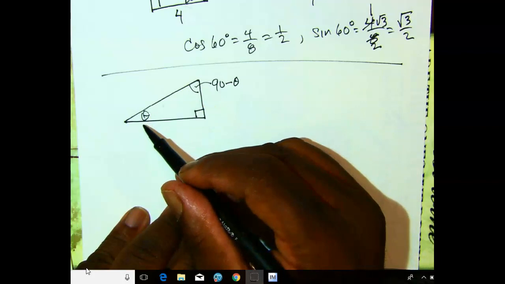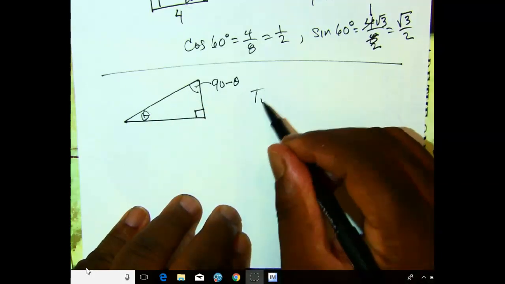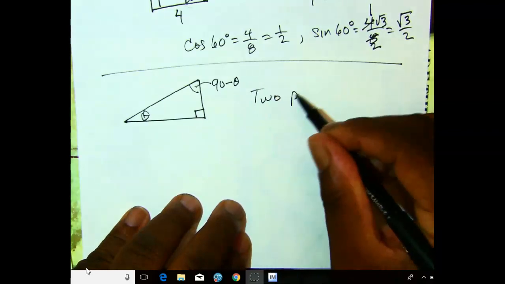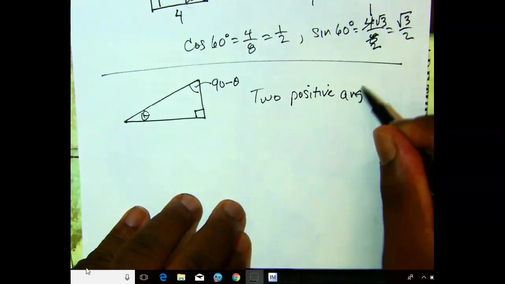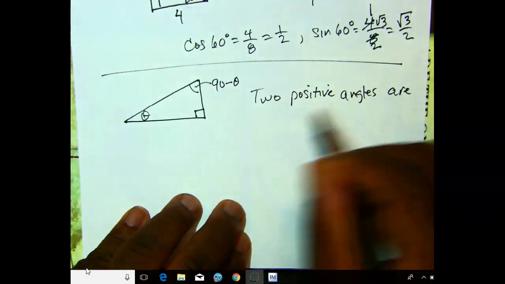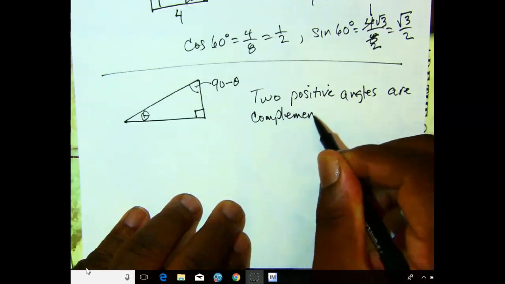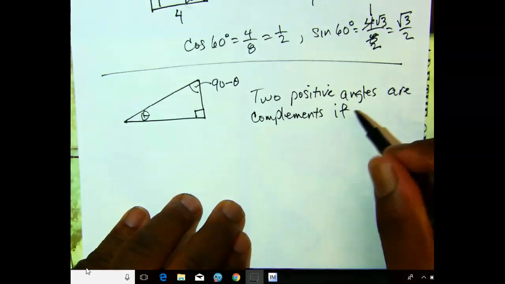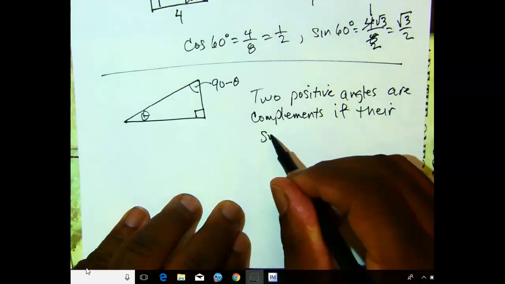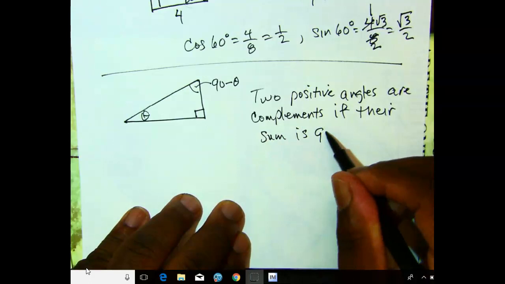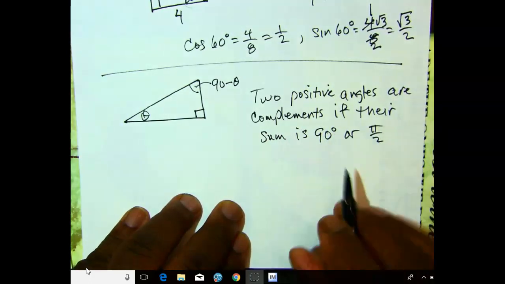These two angles are complements of each other. So remember that two positive angles are complements if their sum is 90 degrees or pi over 2.